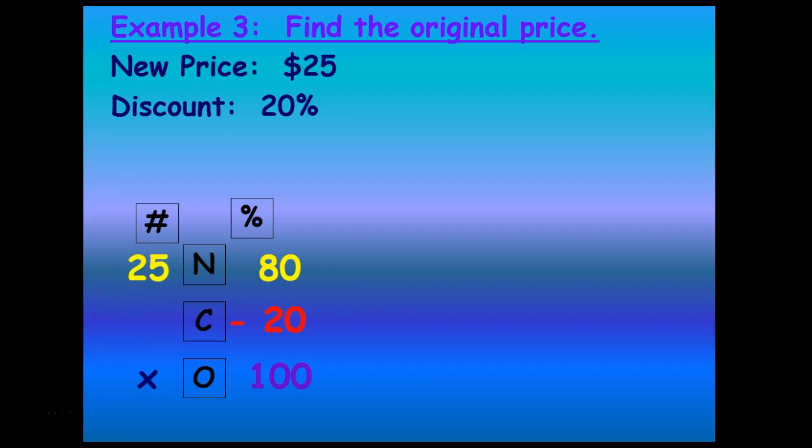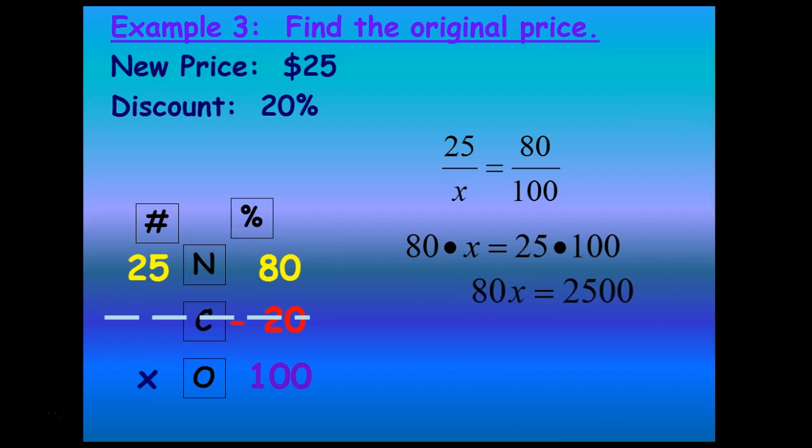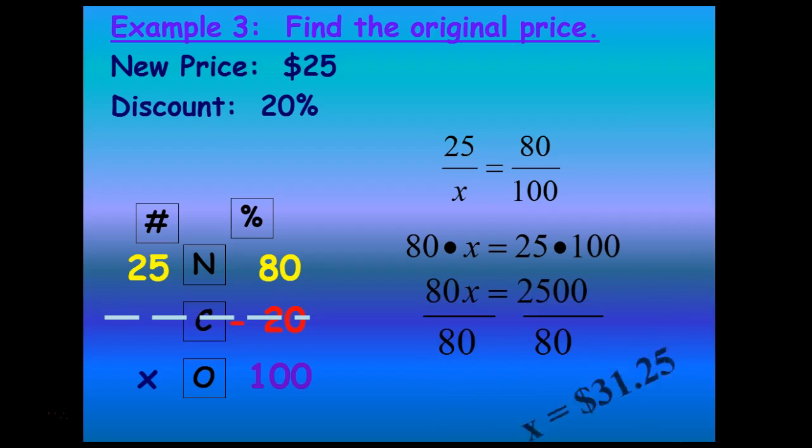We were given the new price of $25. If you look, the row that does not have anything on each side is the C row, the change row, so that is the row that we cross out. Our resulting proportion is 25 over X equals 80 over 100. When we cross multiply 80 times X, it's going to give us 80X, and 25 times 100 is 2,500. Divide both sides by 80, and our resulting answer is $31.25.